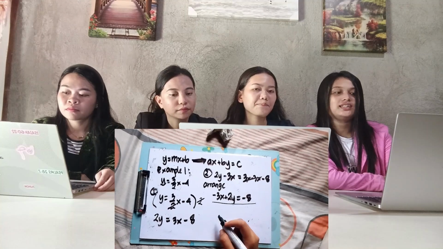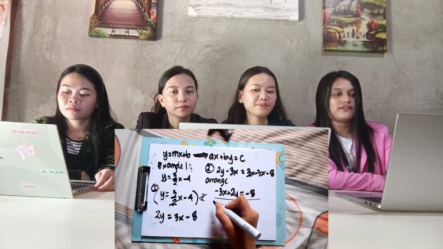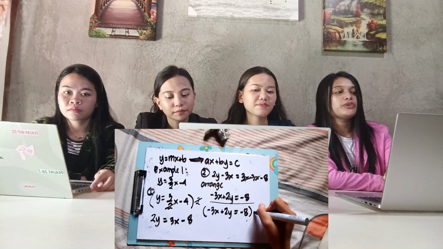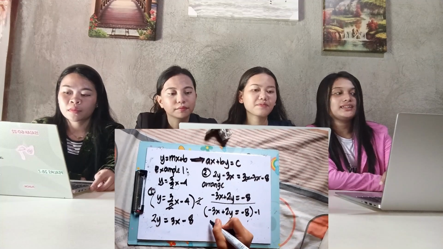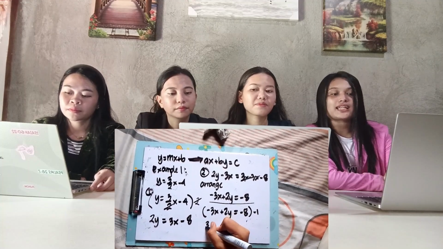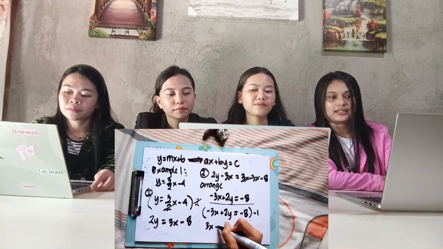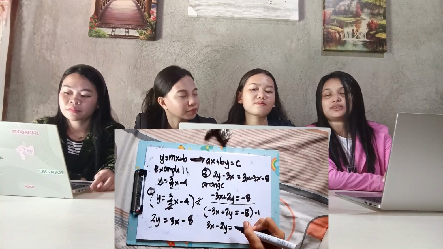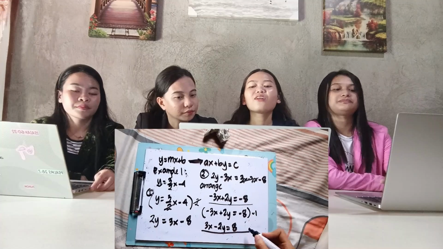Negative 3x plus 2y equals negative 8. So if you prefer, you can multiply everything by negative 1 to get 3x minus 2y equals 8, which is a more convenient way to write it. Nicely done! So, we've gone from slope-intercept form back to standard form.